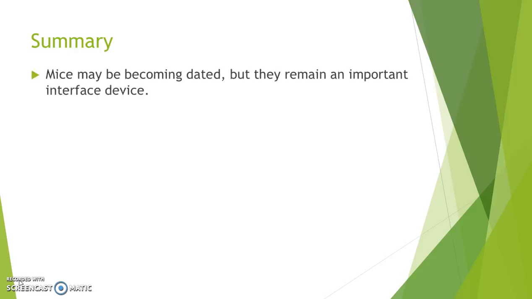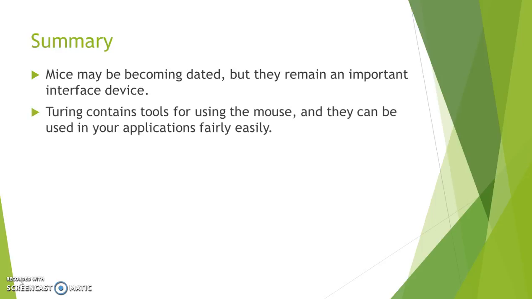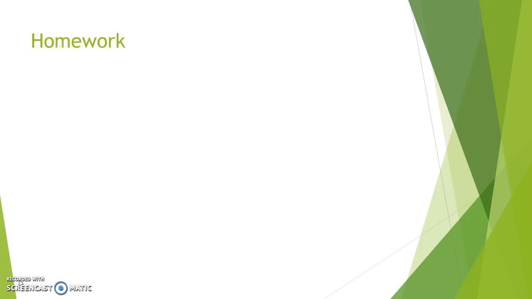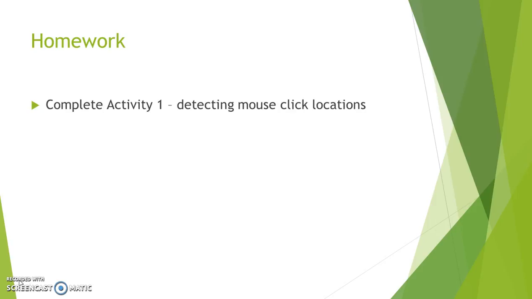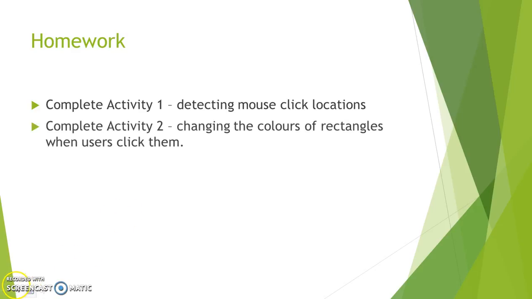Okay, to summarize, mice may be becoming dated, but they're still today an important interface device and a useful one. Turing has tools for using the mouse, and they're really not that bad once you get used to them. You can make applications that use the mouse fairly easily. For your homework, I'd like you to do activities 1 and 2. Activity 1, detecting the mouse click locations, and activity 2, changing colors of rectangles when users click them.